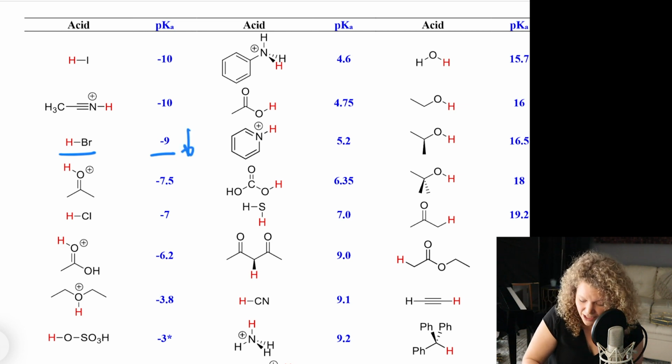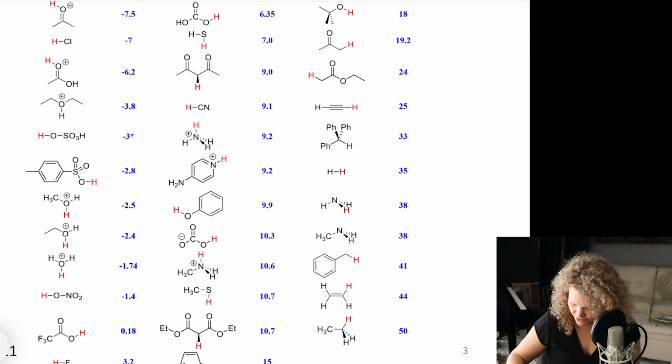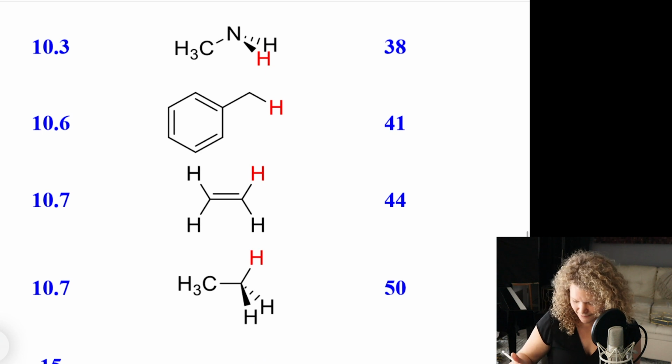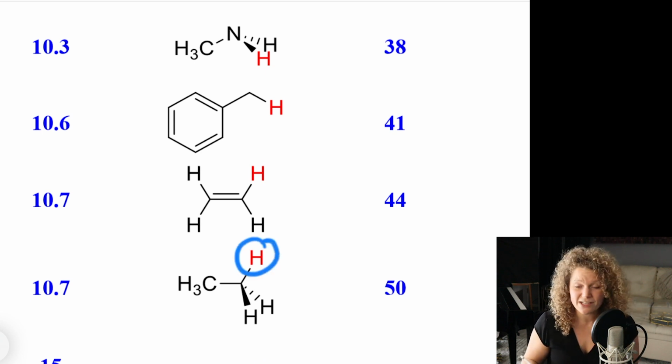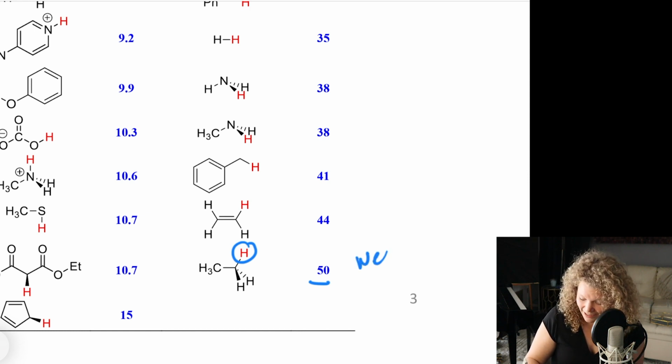It has a very low pKa. -9 is very low. Let's go over to something that has a much higher pKa. Let's go down to methane, okay? This hydrogen here has a very high pKa of 50, all right? So this is a very weak acid because it has a very high pKa.